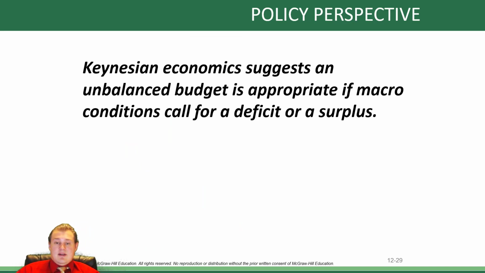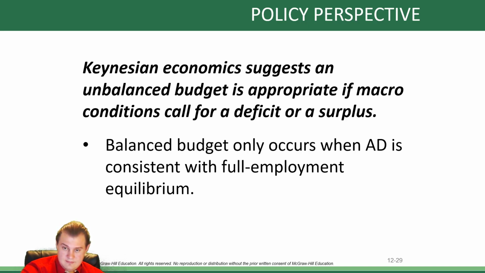Again, Keynesian economics focuses on demand. Balanced budget only occurs when AD is consistent with full employment and equilibrium. What they're saying is equilibrium is where it's going to be naturally, and if we get lucky and that natural equilibrium is at full employment, then we have a balanced budget. But if that natural equilibrium is not there and we're trying to move AD left or right, then we're either going to get a deficit or a surplus.